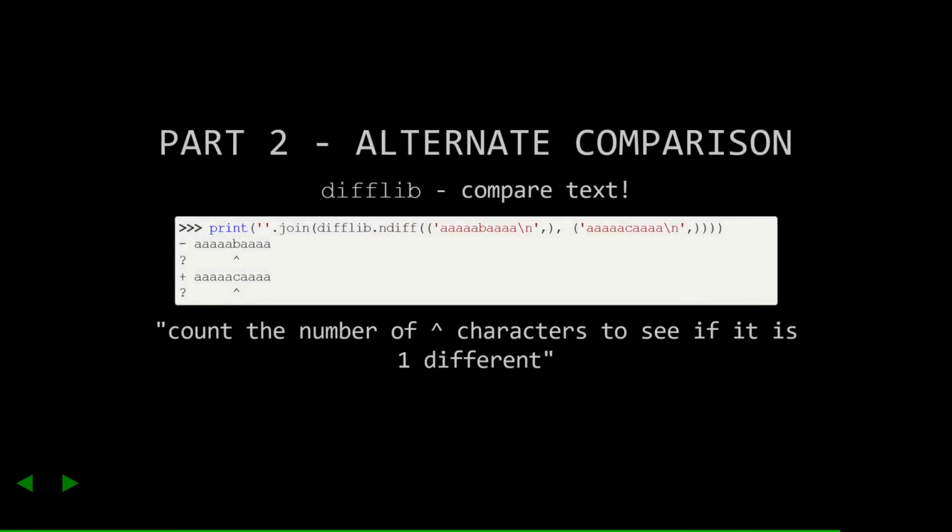One particularly clever solution I saw was to use the Python standard library module difflib, which can be used to compare strings. My sneaky solution involving difflib counted the number of caret characters to see if it only differed by 1, as you can see in this example. Oddly enough, this falls apart for very short strings, as difflib just doesn't tell you about their differences.